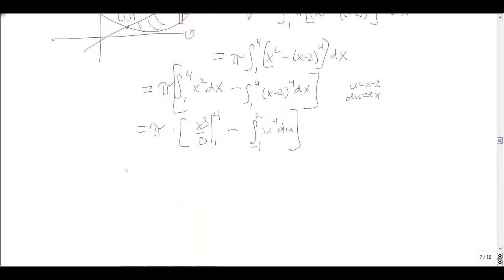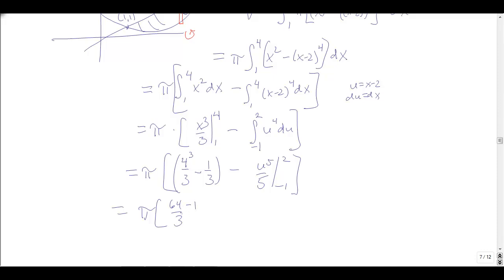And now I get pi times, this is going to be 4 to the 3rd over 3, so ugly 4 to the 3rd, minus 1/3. Whoops, don't close the square bracket yet. That's just the first integral. Minus, I still have to integrate here, so u to the 5th over 5, and this is u from negative 1 to u equals 2. So I get pi, 4 to the 3rd is 64 over 3, really minus 1 over 3, minus, plugging in, 2 to the 5th over 5 minus (negative 1) to the 5th over 5.